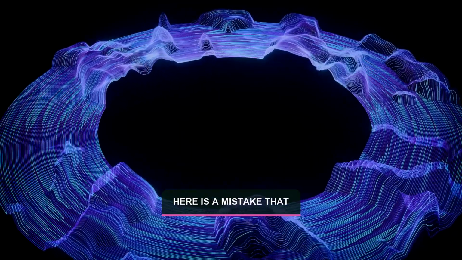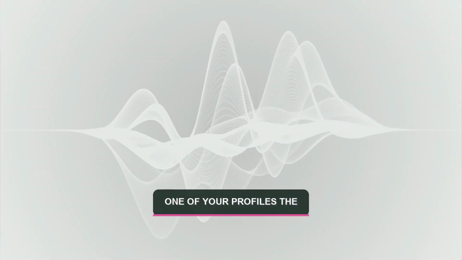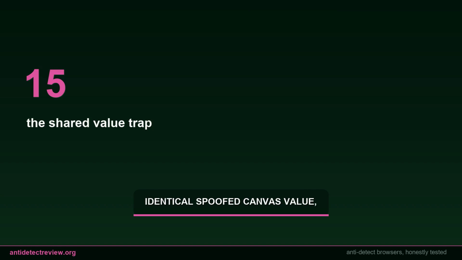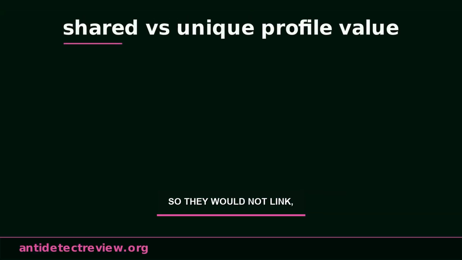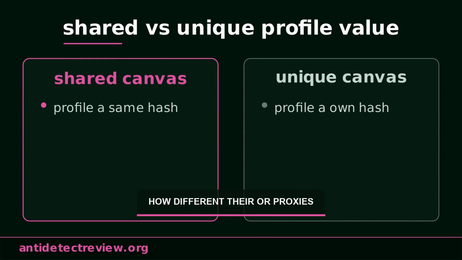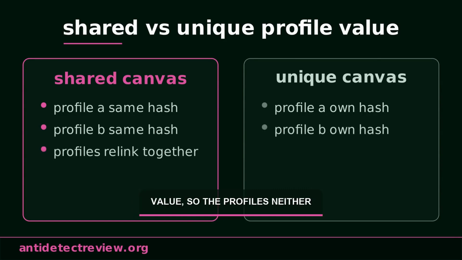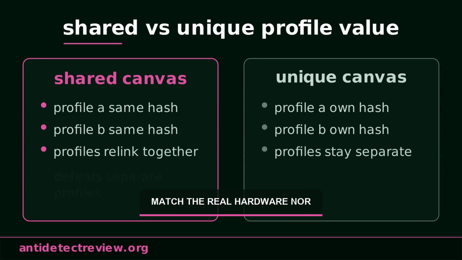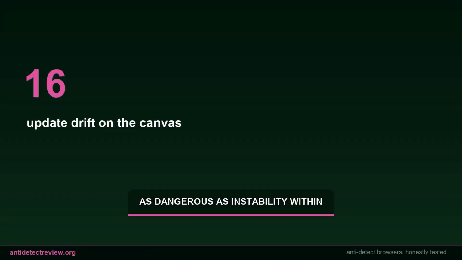The shared value trap. Here is a mistake that quietly undoes everything. If a tool hands every one of your profiles the identical spoof canvas value, then all of those profiles now share one fingerprint at the canvas layer. You build separate profiles precisely so they would not link, and the shared canvas value relinks them anyway, no matter how different their cookies or proxies are. A good implementation gives each profile its own distinct but stable and plausible value, so the profiles neither match the real hardware nor match each other. Sameness across your own profiles is just as dangerous as instability within one.